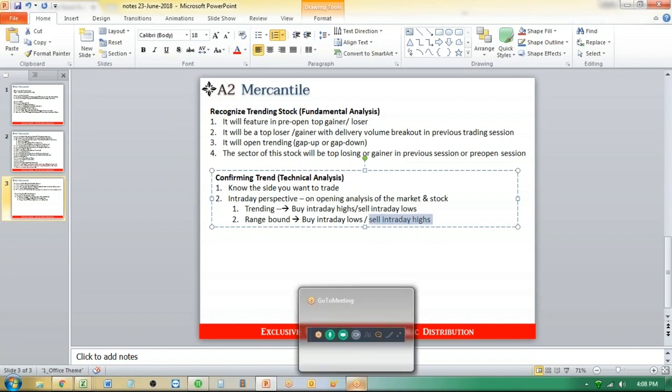Please do not try to do the reverse side, which means that you want to sell a stock, the stock has gone to intraday lows of the day, and you are trying to sell it from there. Okay, try to refrain from doing that. Okay, there's nothing wrong in doing it, but most of the times it will hit your stop loss. Okay.